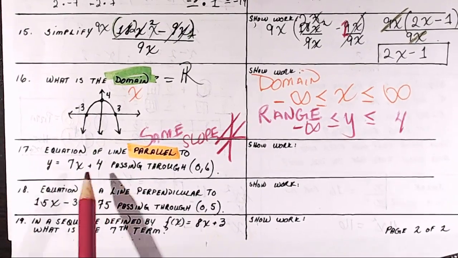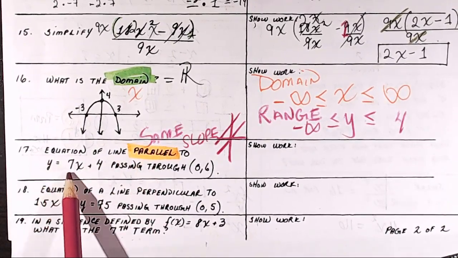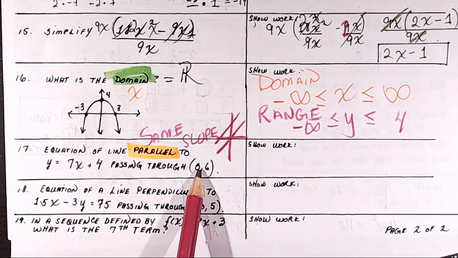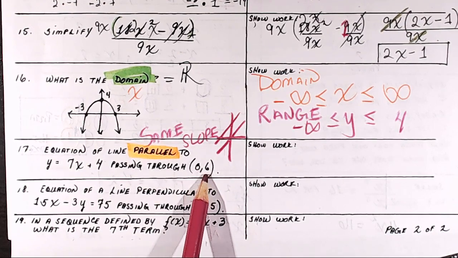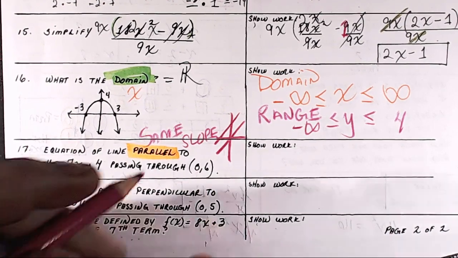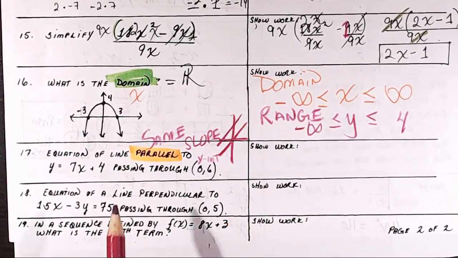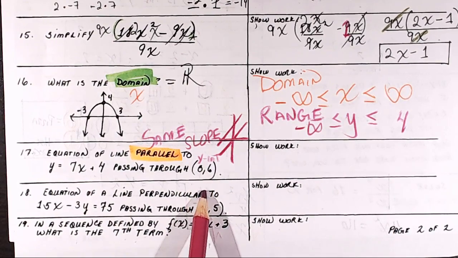Okay, so equation of a line parallel to this equation, passing through 0, 6. Now I'm triggered here by this 0, 6, because when I see x is 0, this y value must be the y-intercept. So this is the y-intercept. All right, so I'm going to have this. I already know the y-intercept.